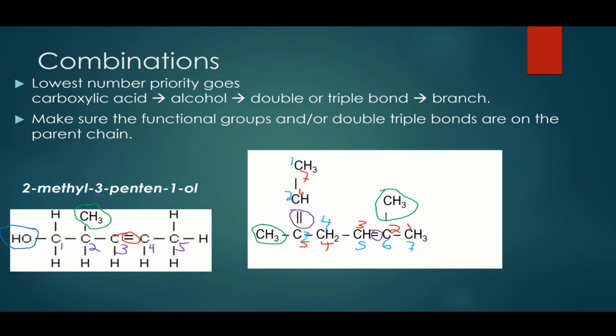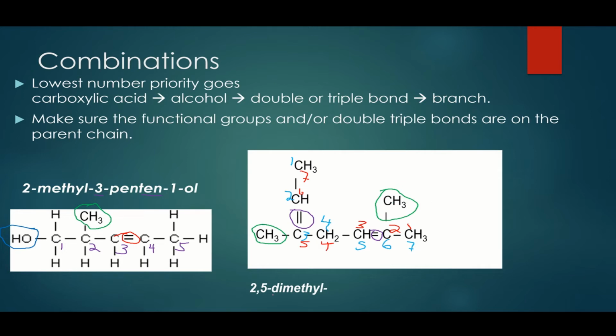So we're going to go with the red numbering system, since it has both a double bond and a methyl on the second carbon. When we name this, we're going to start with our substituent groups, our methyl groups.